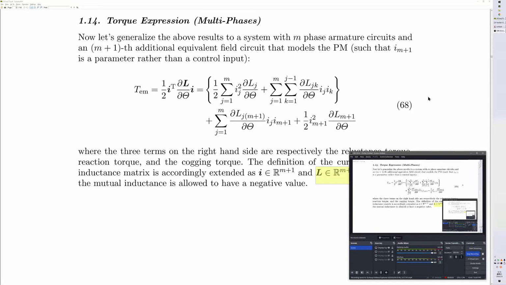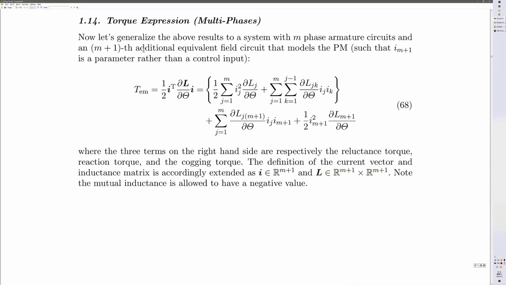In the last video, we derived the torque expression for a single-phase motor. In this video, we are going to generalize this result to an M-phase armature circuit with an additional circuit that models the PM. The current now has a dimension of M plus 1. The inductance matrix has a dimension of M plus 1 times M plus 1.